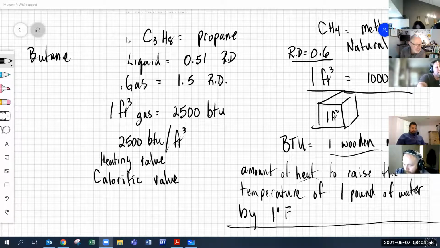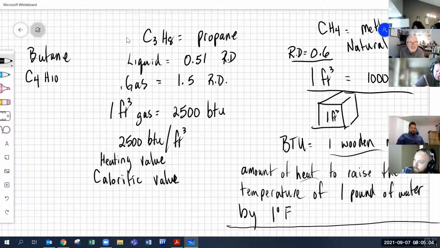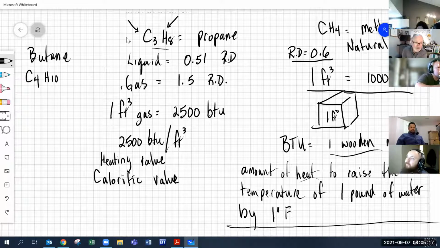I would say butane has a chemical symbol of C4H10. And what this means is that it has carbon and hydrogen. It has 3 carbon molecules and, for propane, 8 hydrogen molecules. And this is why we call these hydrocarbons, clearly.